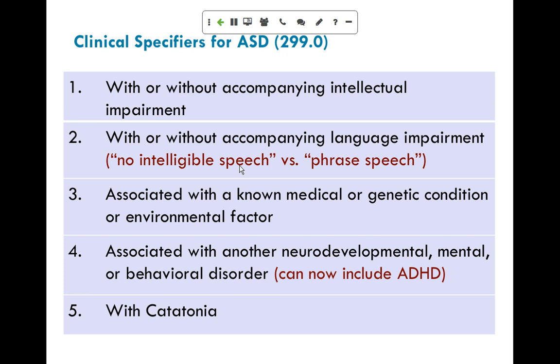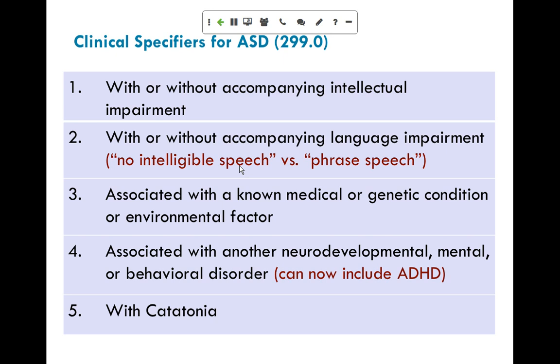The clinical specifiers that we have for autism are very important for outlining someone's intervention programming. So you as the diagnostician, if you can put as much of this information into the report as possible, it really helps the person who is then treating and intervening with the individual. So first, with or without accompanying intellectual impairment.